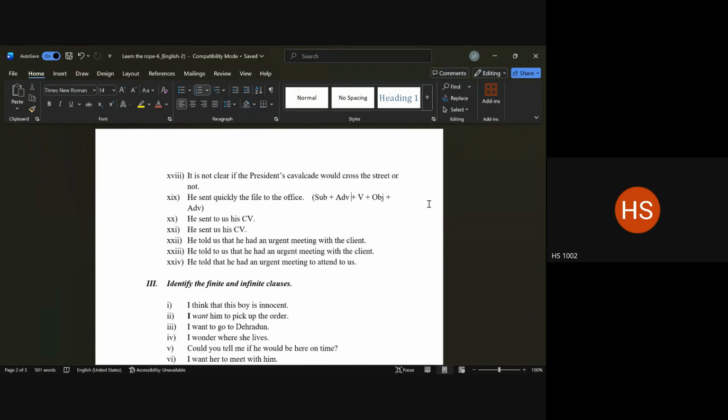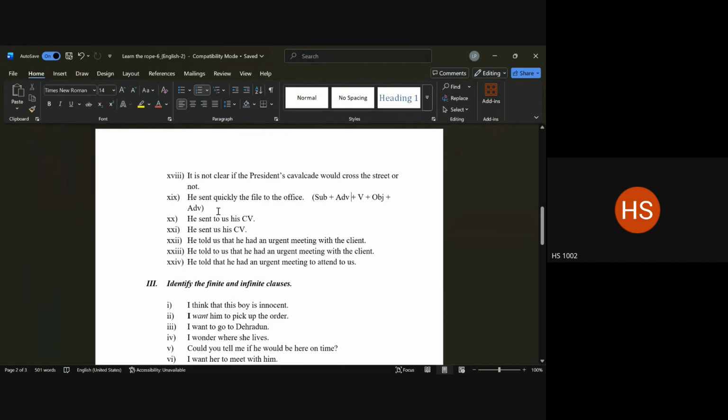But what is incorrect is using it right after the verb. You can't use it right after the verb. You can't say he sent quickly the file. This is wrong. You could say he quickly sent, he sent the file quickly, or he sent the file to the office quickly. All the three placements are fine. More natural is, of course, he quickly sent the file. That is the more natural selection. Clear, no? Please make a note of this.